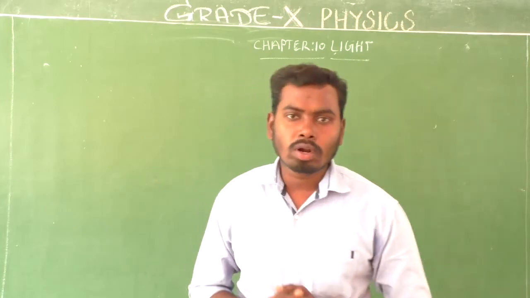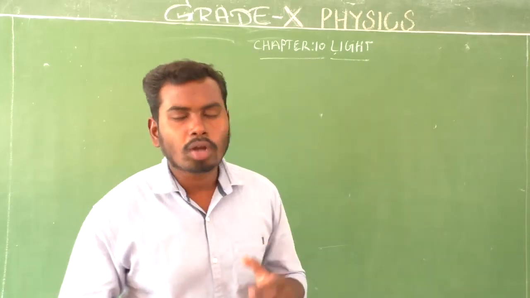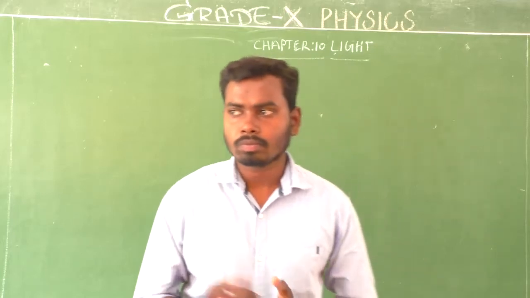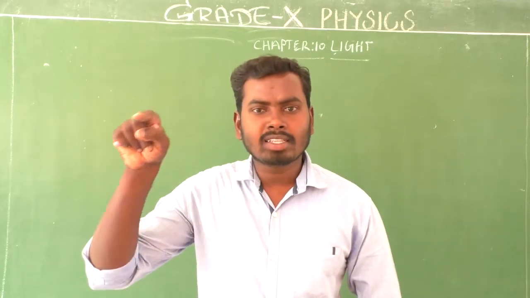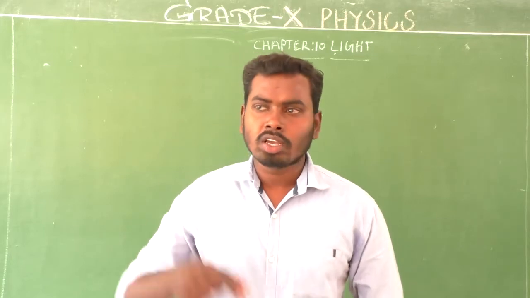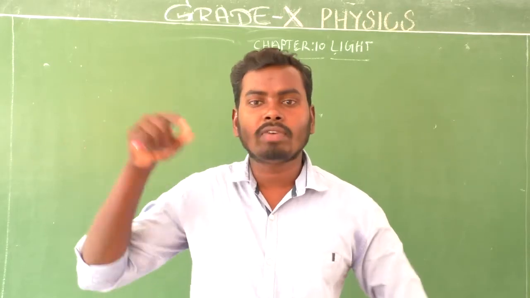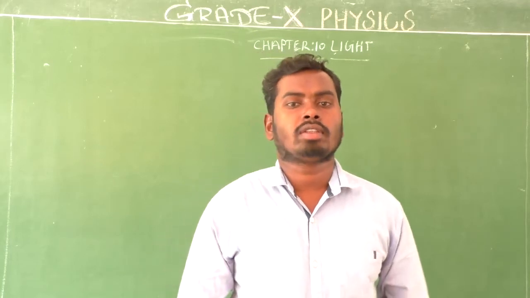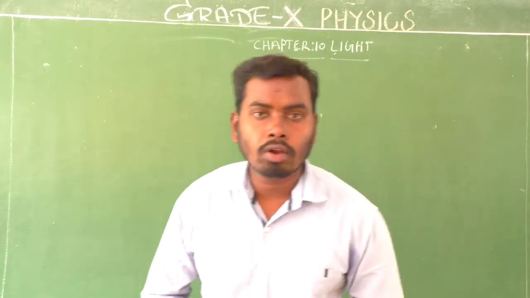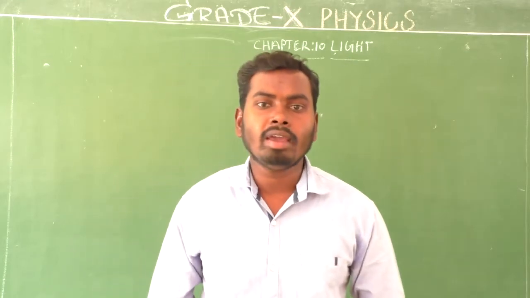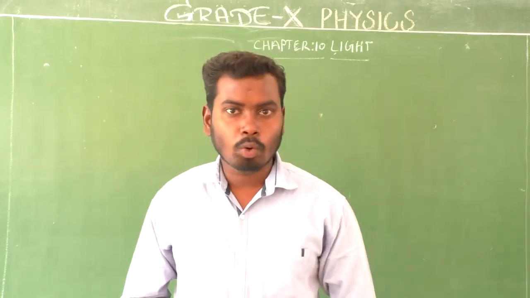What is the third one? The third one also is very easy. A ray of light passing through the optical center of a convex lens goes straight after refraction through the convex lens. Totally 3 rules are there for obtaining images formed by a convex lens.